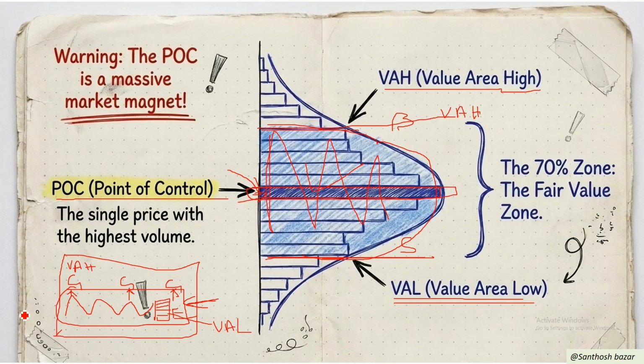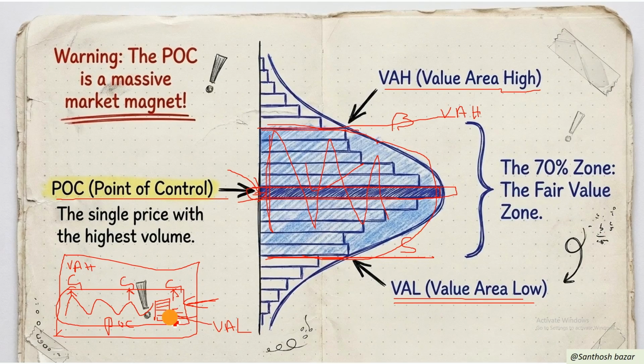So now we know value area high and value area low. The POC is the checkout counter. It is the single spot where every transaction is finalized. No matter where people wander in the store, they always end up back at the checkout counter.